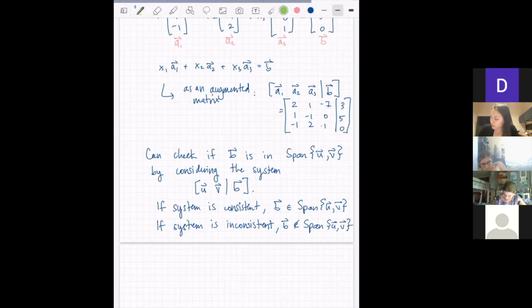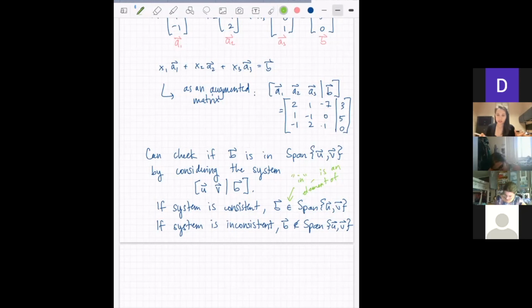Let's see, I'll write this in a different color. This little symbol right here, this E looking thing, we read this as "in," but really it means that b is an element of this set, the span of u and v. Remember, the span of u and v is just a collection of vectors, right? So we could see it as a set.